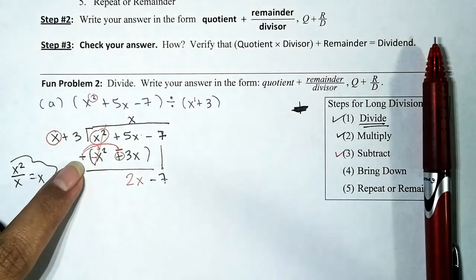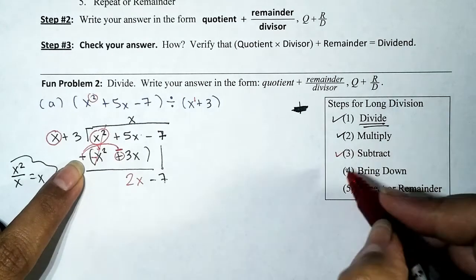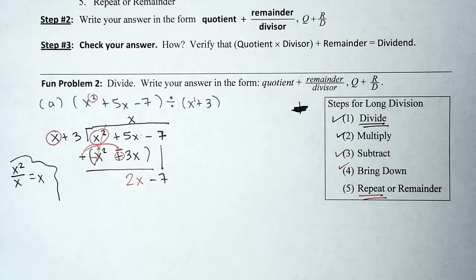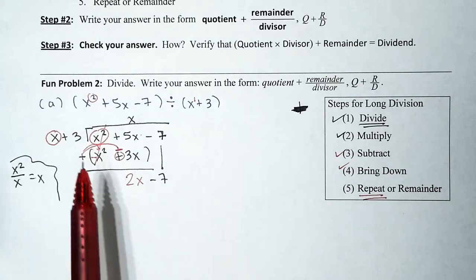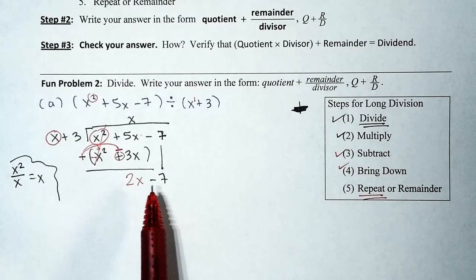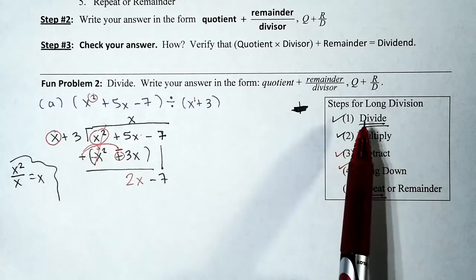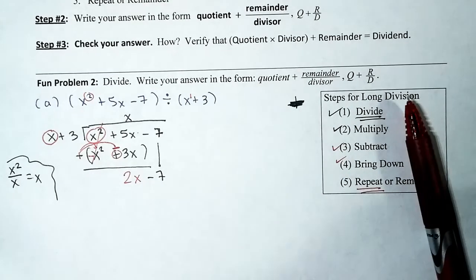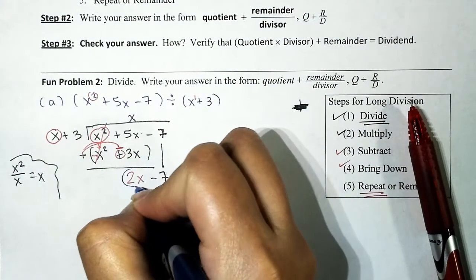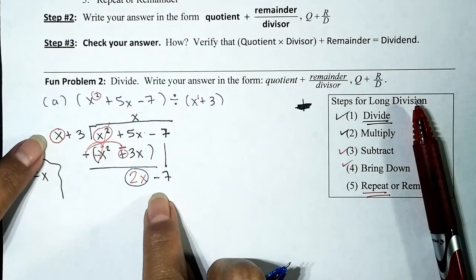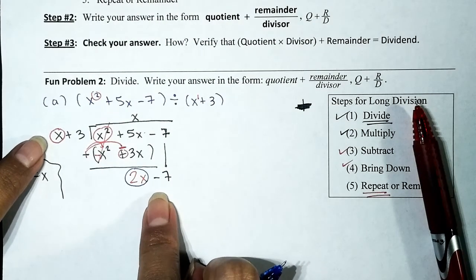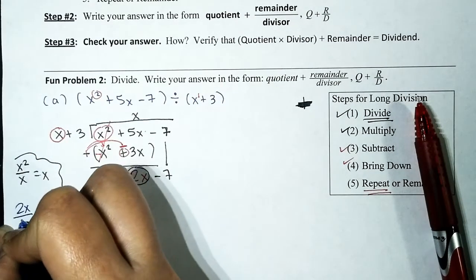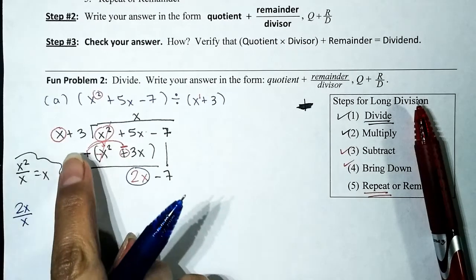Like with whole numbers, anytime you bring down something, you're going to have to repeat the fun. So again, I ask myself, how many times does x plus 3 go into 2x minus 7? But for the division part only, we only focus on the first term. How many times does the first term go into the very first term that I see? I know you could do it in your head because you're awesome, but I really can't. So how many times does x go into 2x?